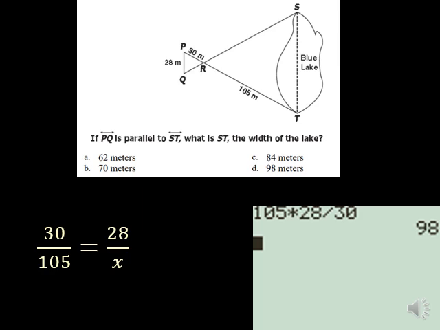Sometimes in pictures like this, people aren't quite sure why 30 and 105 match up. They think that maybe the 30 should go with segment RS instead of RT. But the whole idea when you have parallel lines is, remember, alternate interior angles are congruent, and so you do go to the opposite side of the second triangle.